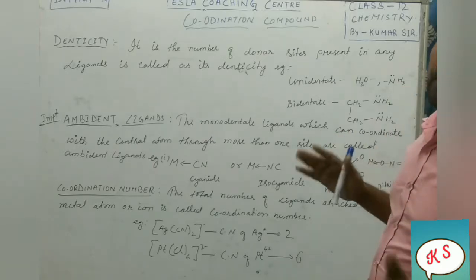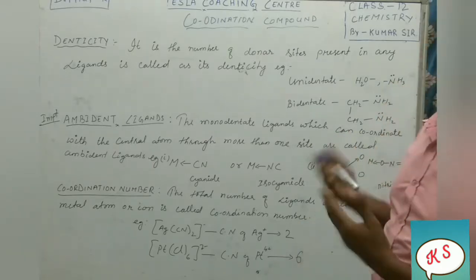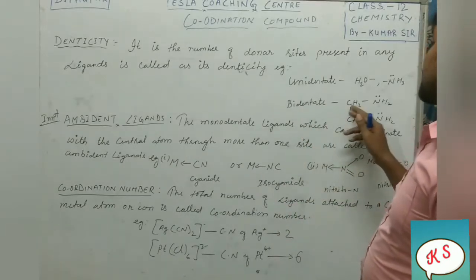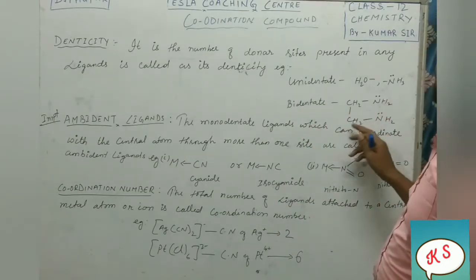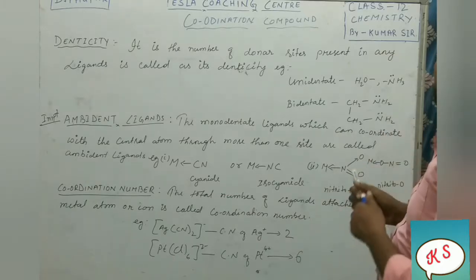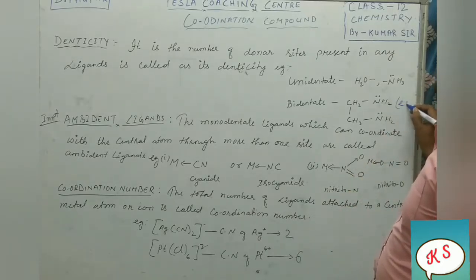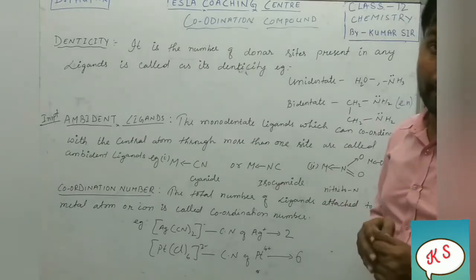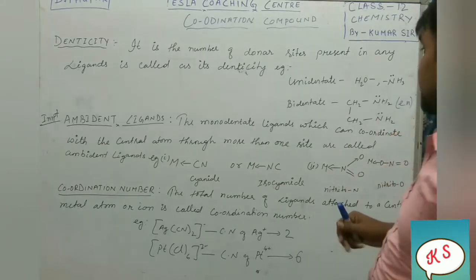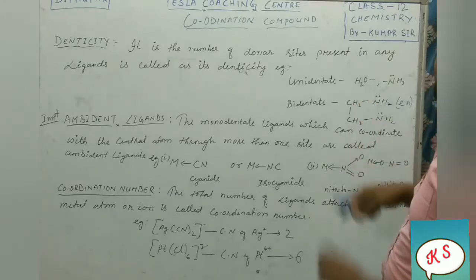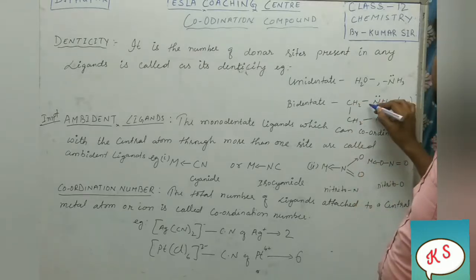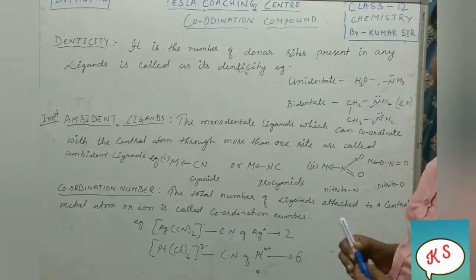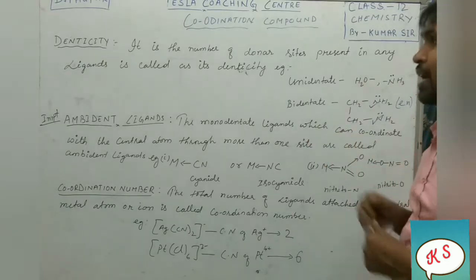NH3, ammonia, can only donate through N. So here denticity is 1. Bidentate ligands, example CH2NH2CH2NH2, that is EN, ethane-1,2-diamine, right? We have already discussed it earlier. In this you will see that the donor sites are 2, so the denticity here is 2. Okay, I hope you got it.